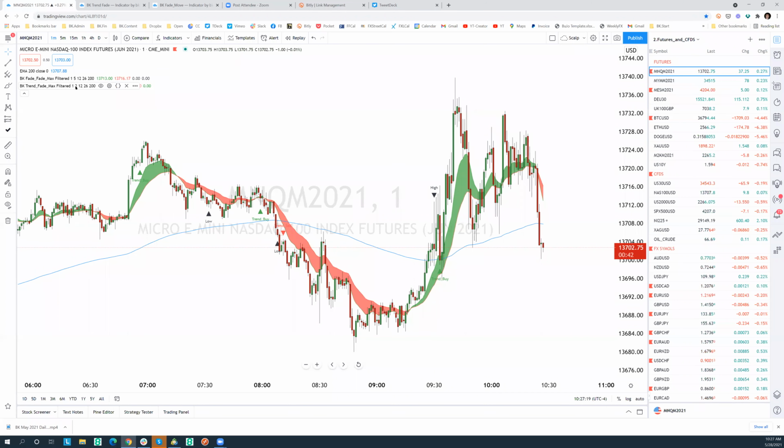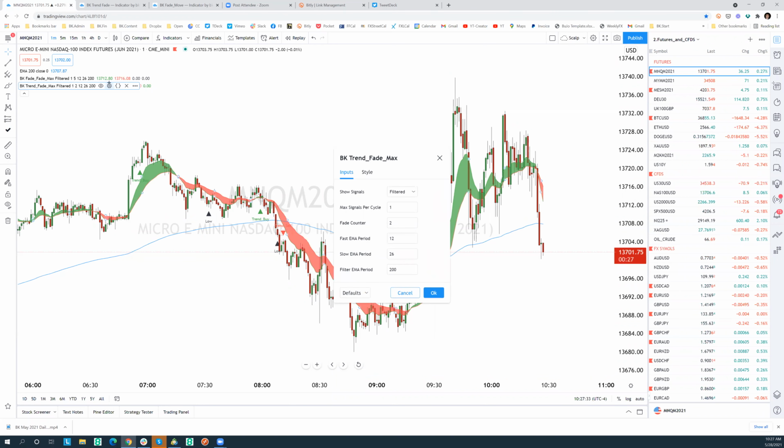And then when you're doing trend, you want the counter to be set to 2, just super early. I want to be early in the trend. Okay. Does that make sense to you guys? You would go into this little wheel, and when it says fade counter, you just want to set it to 2.